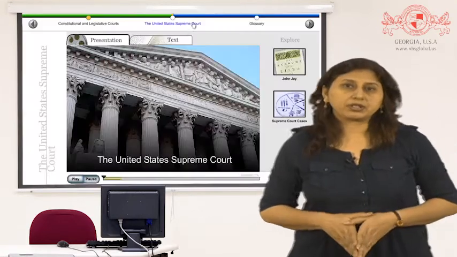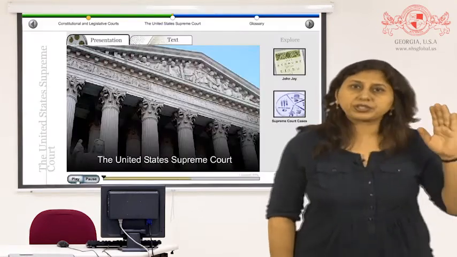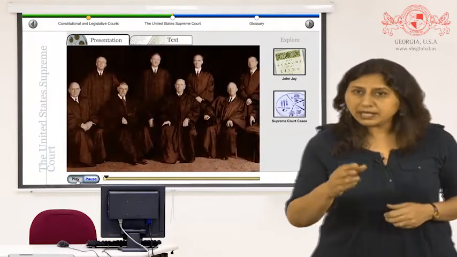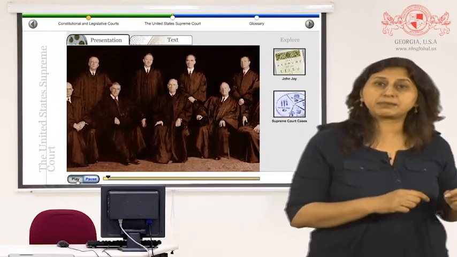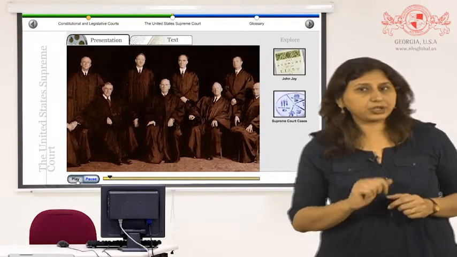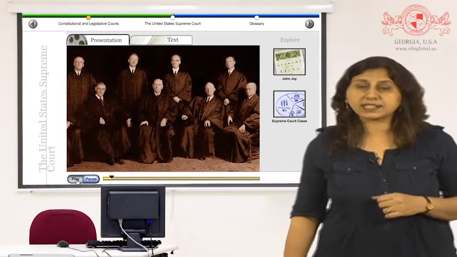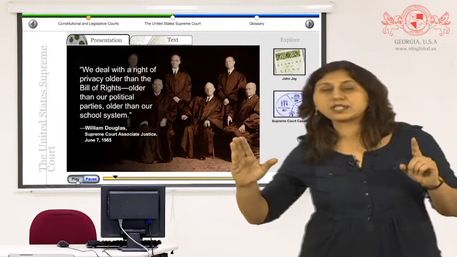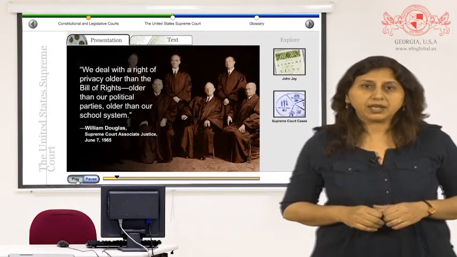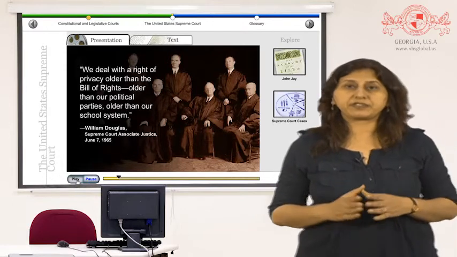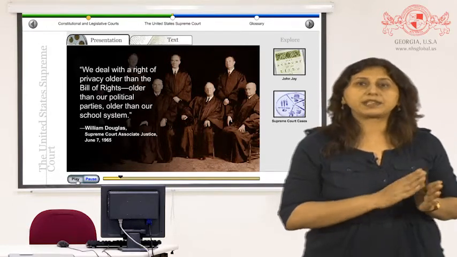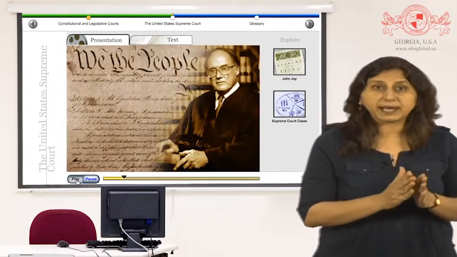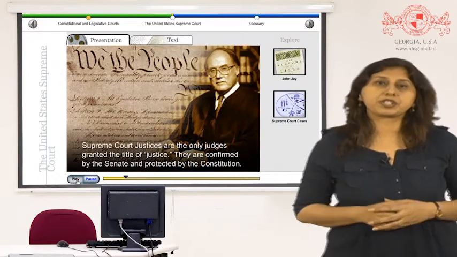The Supreme Court. The Supreme Court is the highest court in the United States and the chief authority in the judicial branch. The number of justices serving on the court is determined by the Congress rather than the Constitution. But since 1869, it has always consisted of one Chief Justice and 8 associate justices. They are appointed by the President for life. Supreme Court justices are the only judges granted the title of justice. They are confirmed by the Senate and protected by the Constitution.